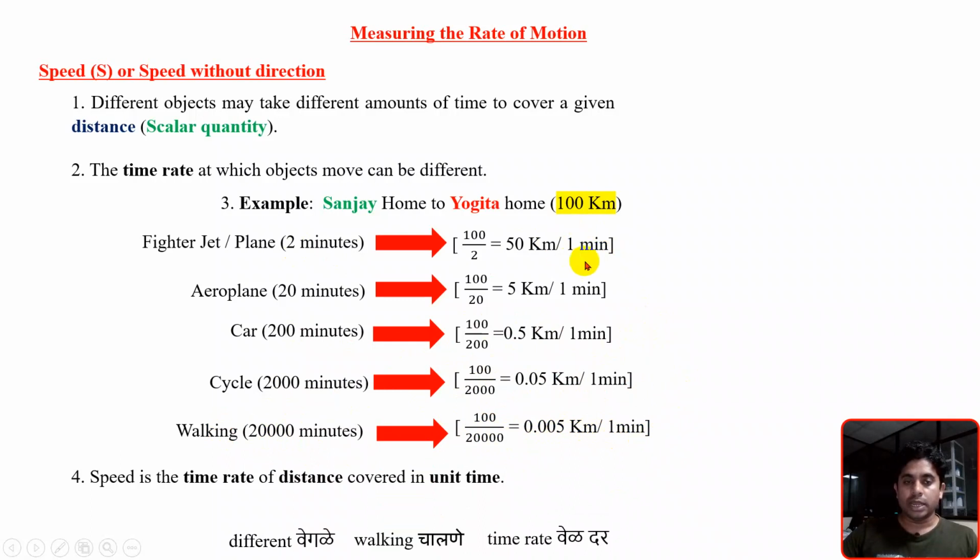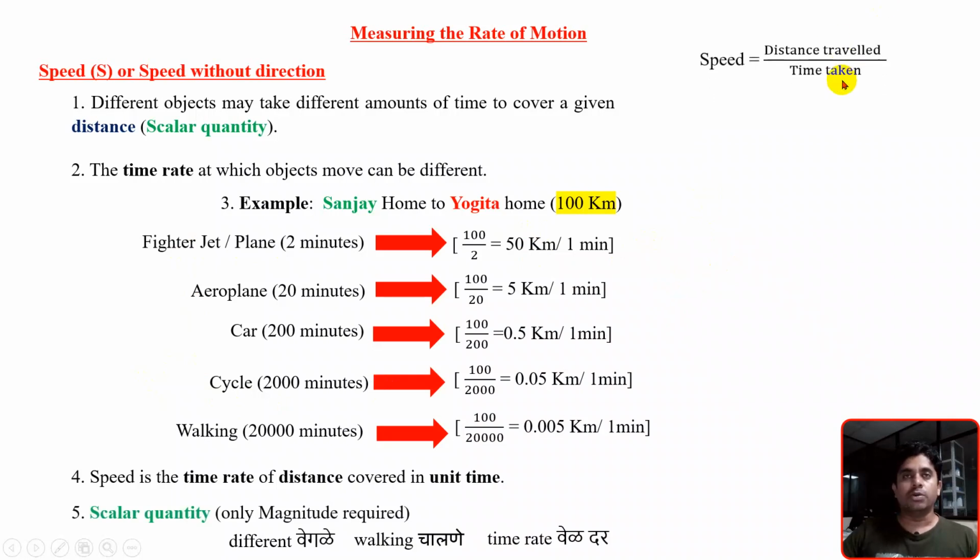So in a unit time, the fighter jet covers 50 kilometers, and if I go by walking, in the same 1 minute we cover a lesser distance, just 0.005. So for these examples, I can say the fighter jet has the highest time rate, or the speed is more for the fighter jet. If you go by walking or by cycle, the speed is lesser, and the fighter jet has more speed, right?